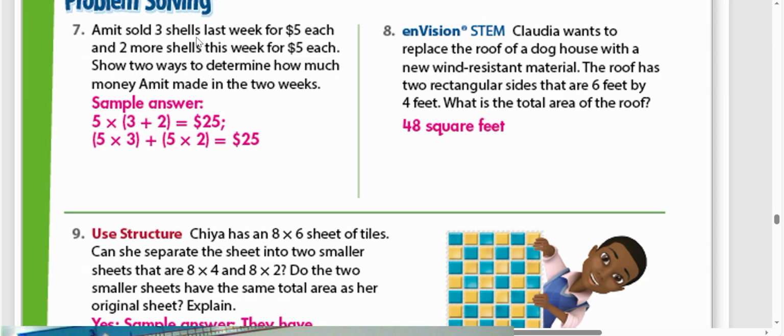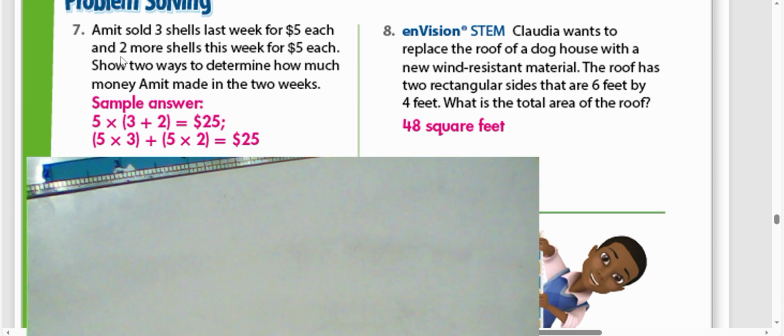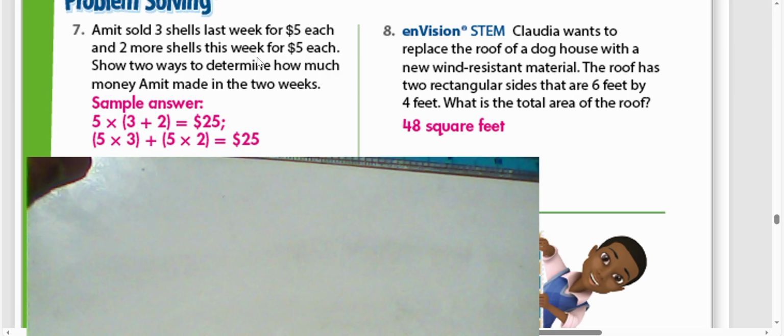Solve the problem. We sold 3 shells last week for $5 each. 2 more shells this week for $5 each. Show 2 ways to determine how much money I made in 2 weeks. We can use distributive properties. 5 times 3 plus 5 times 2, the result will be 25. Or using distributive properties, 3 times 5 is 15, 2 times 5 is 10, and then collect together.